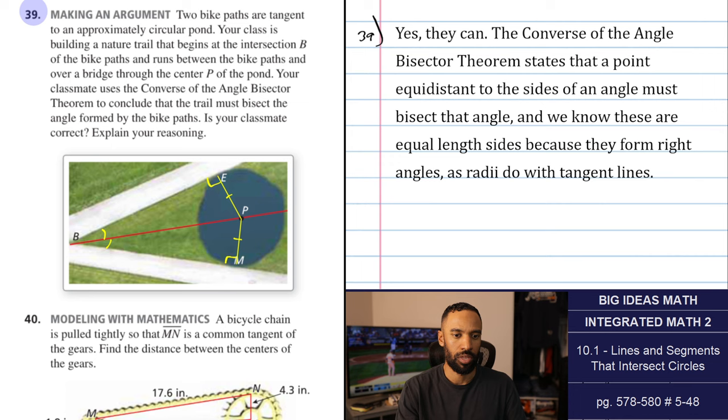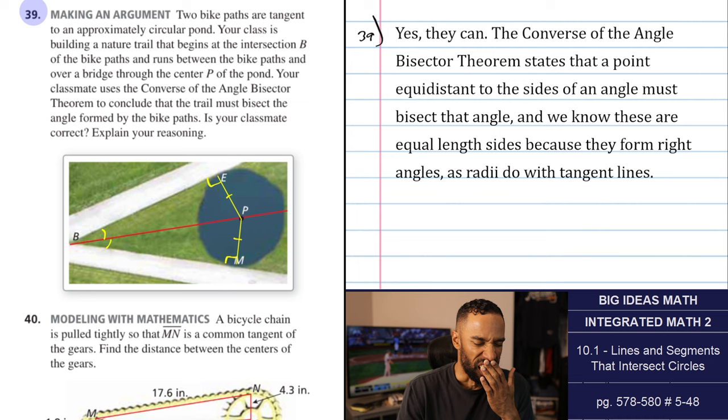The only problem is they say an approximately circular pond. So we're just going based off the notion that I guess it's circular. They should just say circular pond. It's allowed to construct it that way.